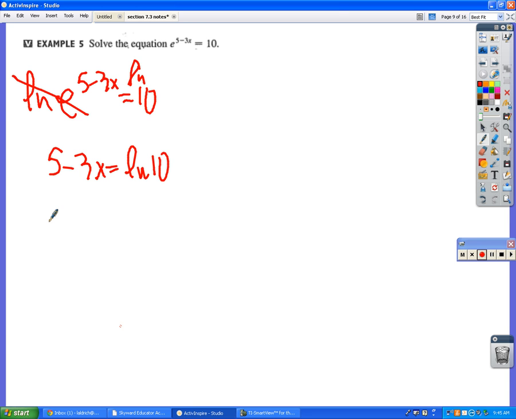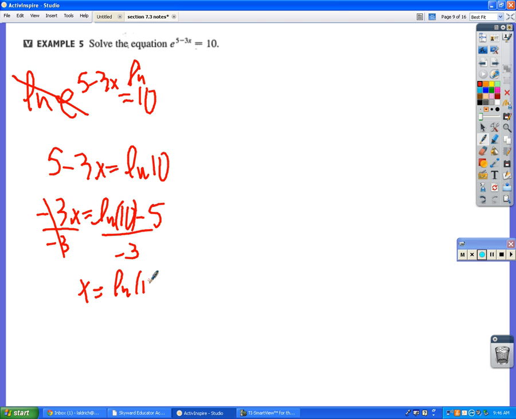Okay, then you subtract 5 from both sides. So negative 3x equals the natural log of 10 minus 5. But it's ln 10 minus 5, so put the parentheses around the ln 10. Okay, and then divide that by negative 3. And whatever that is, your answer. So how do I know what the natural log of 10 minus 5 is? Put it in your calculator. Ask your calculator.